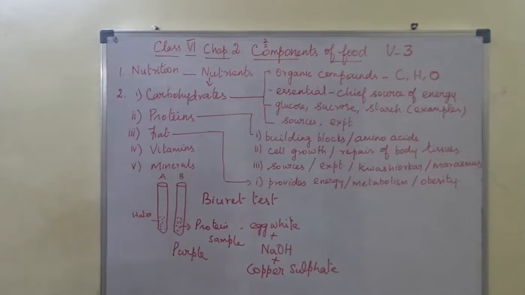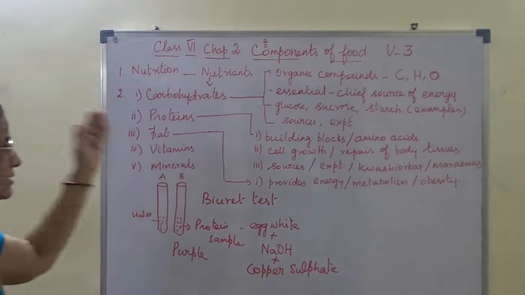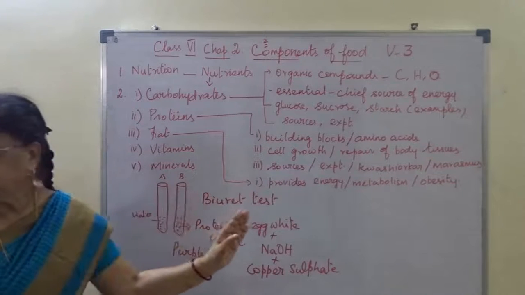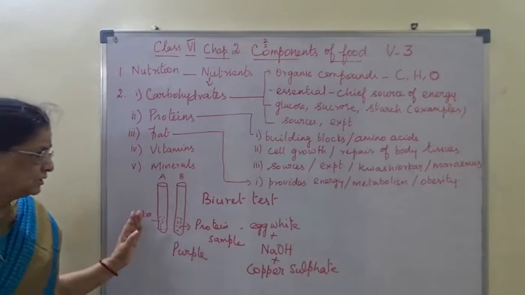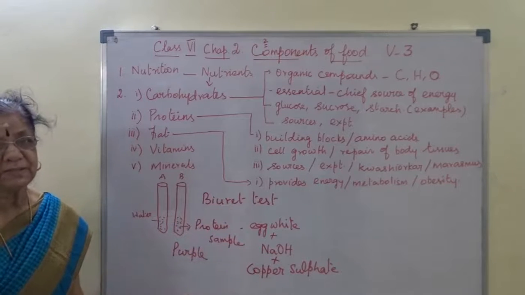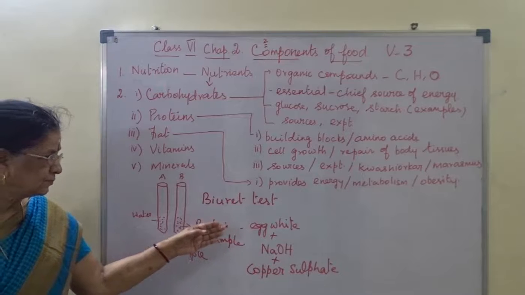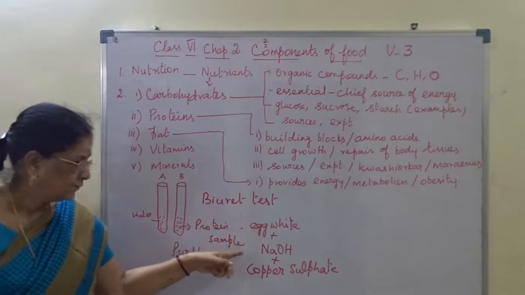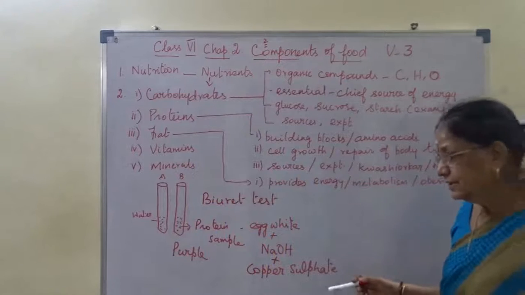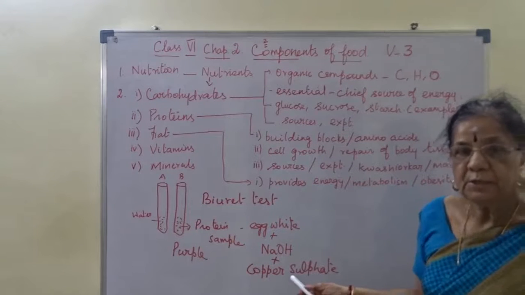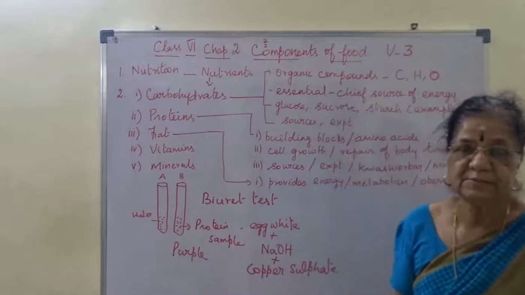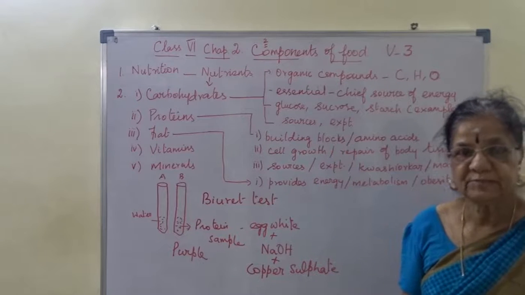The experiment is the test for protein by the biuret test. Egg white, plus NaOH, plus copper sulfate. Egg white is the food sample with protein. We add sodium hydroxide, then when we add copper sulfate drop by drop, we get a purple color precipitate. I hope you understand.